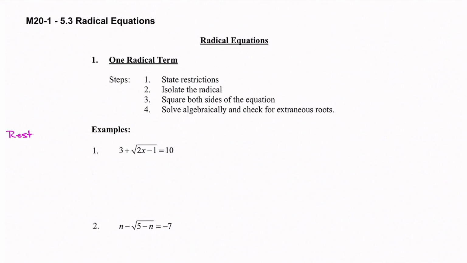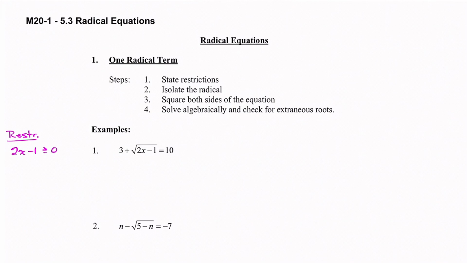I'm just going to use RESTR to represent my restrictions. So this radical here, that has to be restricted. Anything inside of the square root needs to be non-negative. So we're going to say 2x minus 1 has to be greater than or equal to 0. And then we'll solve that.